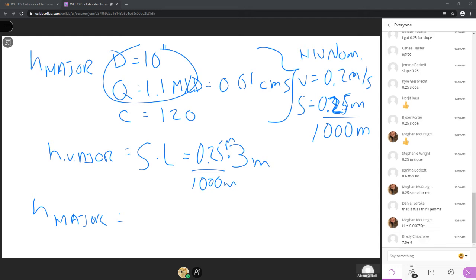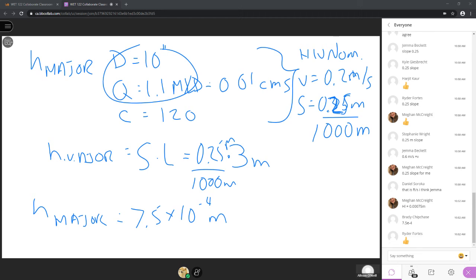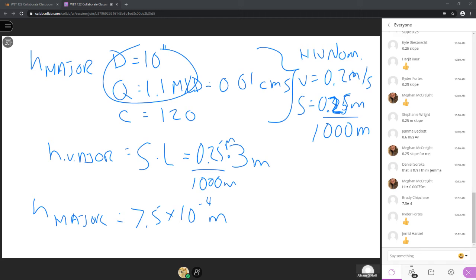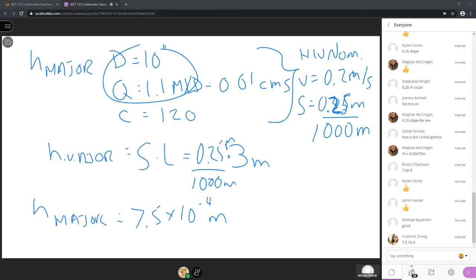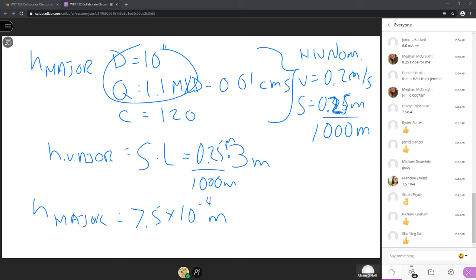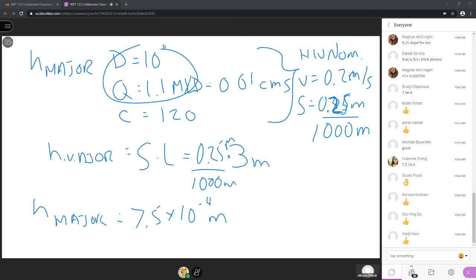That is small. 7.5 times 10 to the minus 4 seems to be the number that people are throwing out. Can I have a few more thumbs up or just confirmation that everybody likes that number? Awesome. Great. Okay, so those are our major losses for our suction pipe. So now let's figure out what our exit losses are.